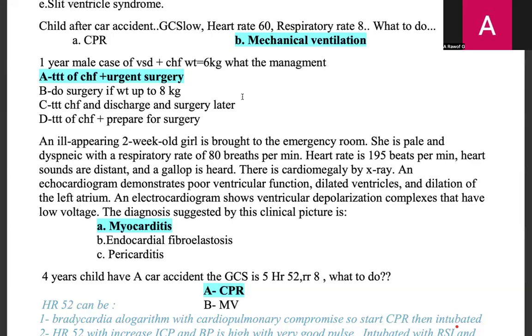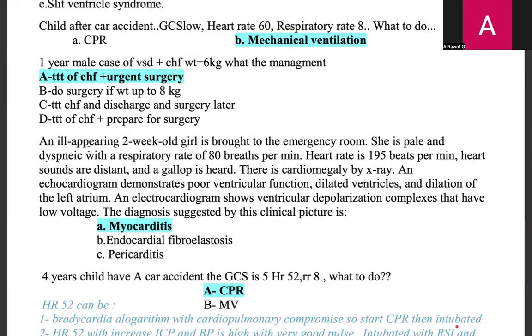So first we will correct the congestive heart failure. This is very important. First we will correct the congestive heart failure, then we will go for surgery. We have to treat the congestive heart failure first, then offer an urgent corrective surgery. That means we cannot wait up to 8 kg, or discharge the patient and do surgery later. Treat the congestive heart failure, correct it, and then take for urgent surgery.